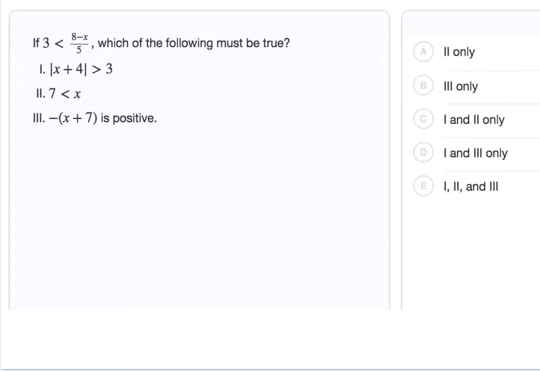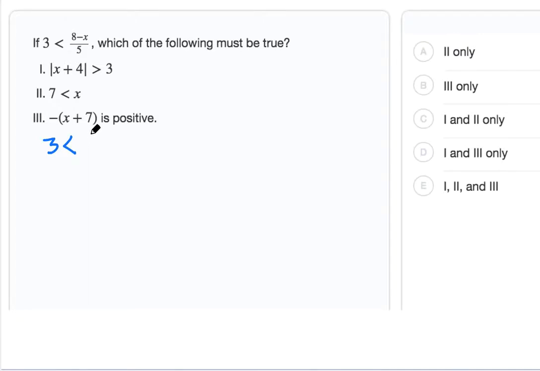To solve an algebra problem like this one, we're given an inequality and we need to know which of the following statements must be true. And looking at the answer choices, we can see that more than one can be true. So you're probably familiar with these Roman numeral problems. So before we look at the statements, let's start with the given inequality and isolate x.